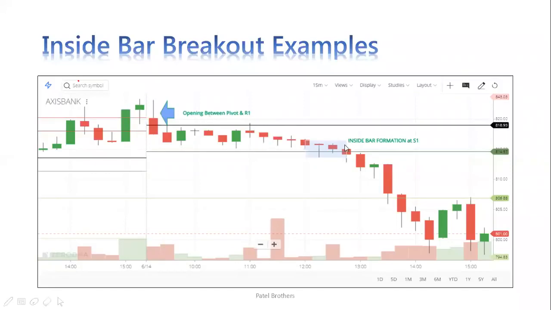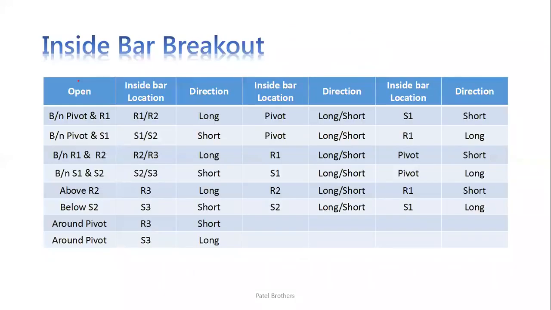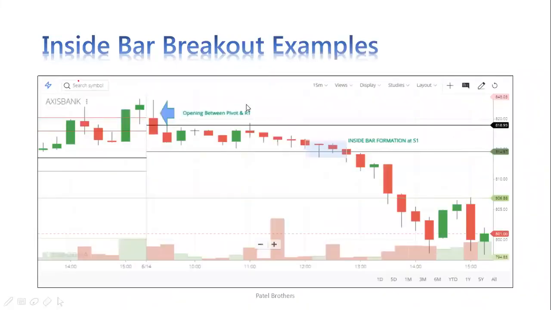Here it has formed the inside bar touching the S1. So if it is forming an inside bar here, below the low of this candle, we will be selling. We will be only selling, even if it is triggering on the other side. If it is giving the buy trigger, we will not be taking a trade because our table is telling us don't take a buy trade here. It is only for the short side. So it was between pivot and R1, formation was at S1, so we'll go for only short.